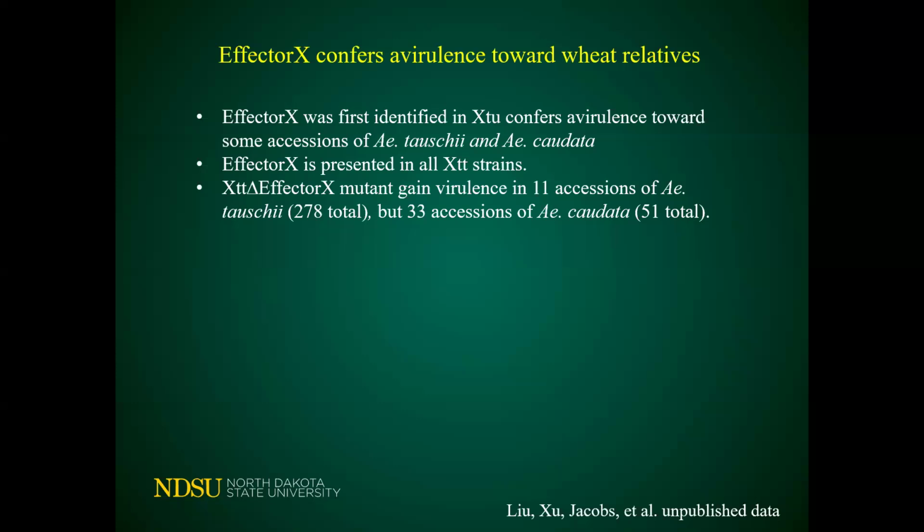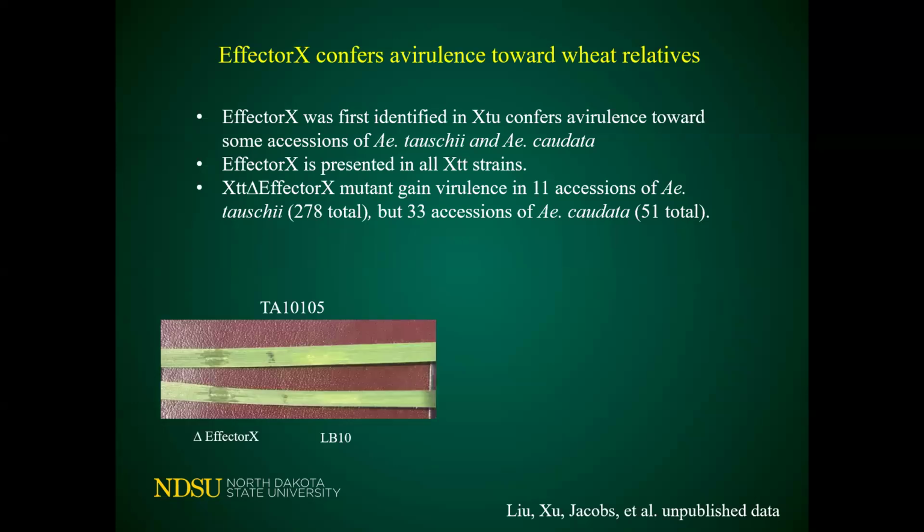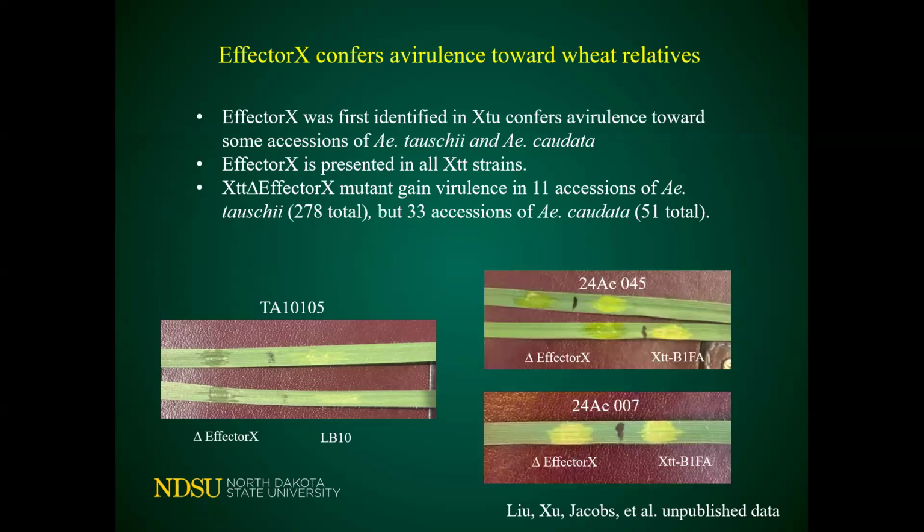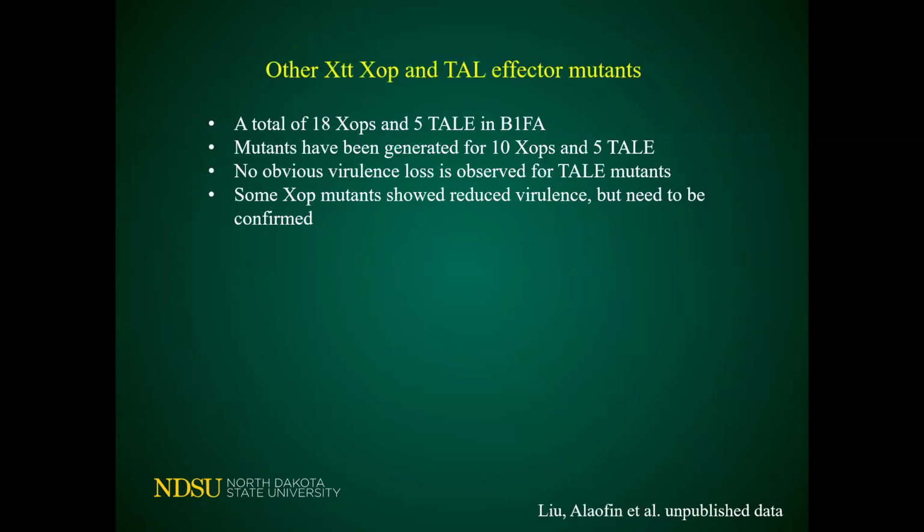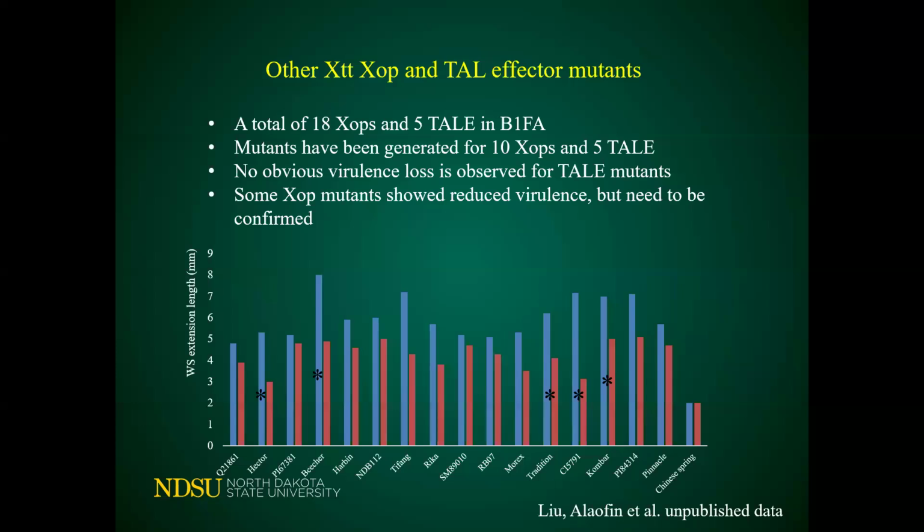That means those lines probably contain a resistance gene that recognizes those effectors. So this is how they look. With XTU, if you inoculate the effectors, they change from resistant to virulent. And this is the other relatives. We also did knockouts in the XTT, but because of the time, I don't want to spend more time looking at it here.